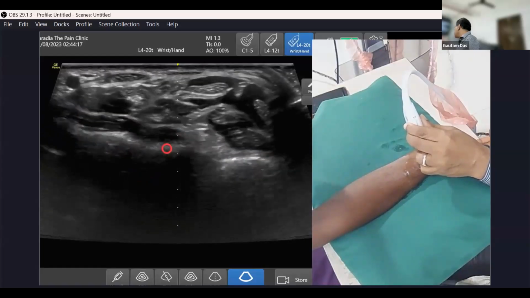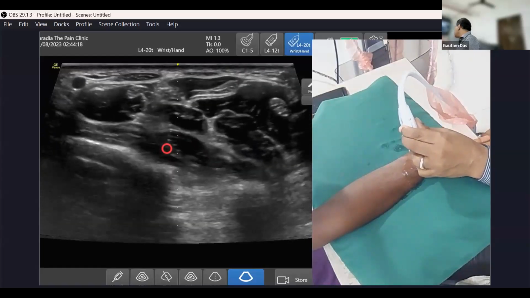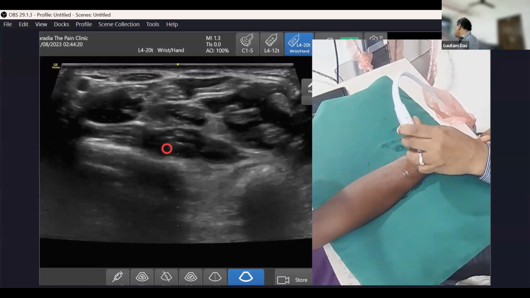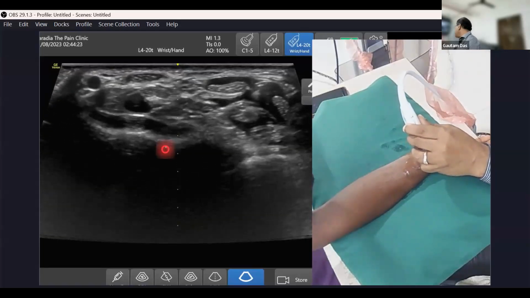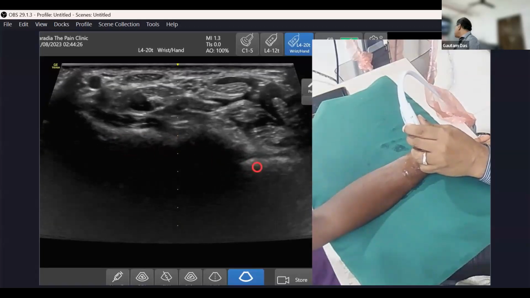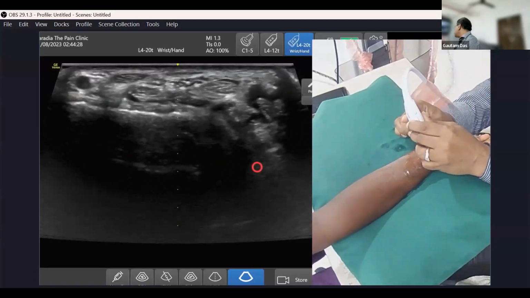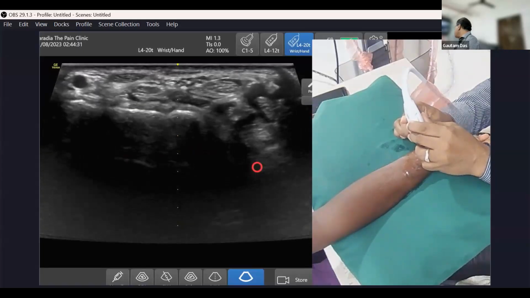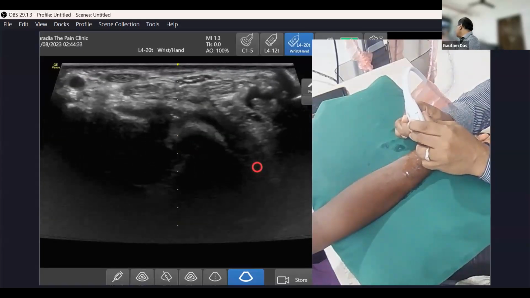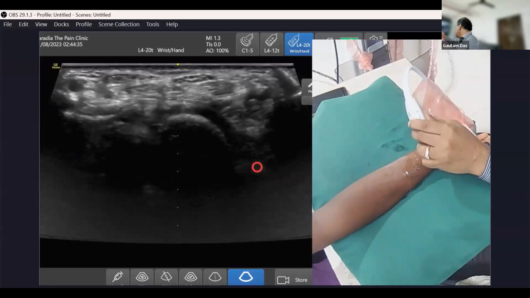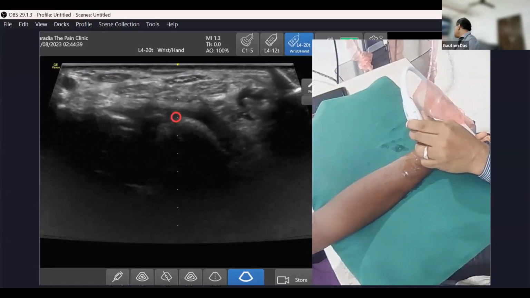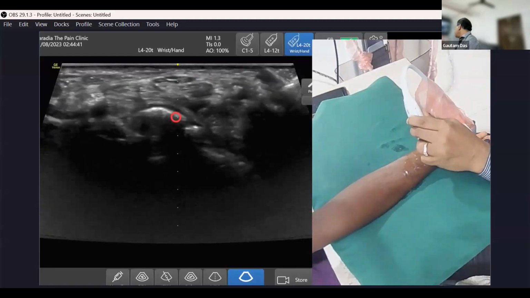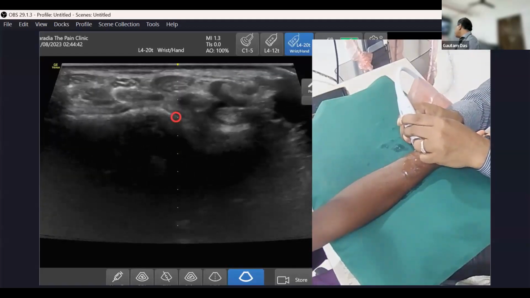If I am following that pronator quadratus muscle and following this bone, this is your radius, this is the ulna, and now you see the distal end of the radius is vanishing, and one bone that is appearing now is your lunate. So here it was radius, and now it is your lunate. And this side is your ulna, radius, pronator quadratus muscle.